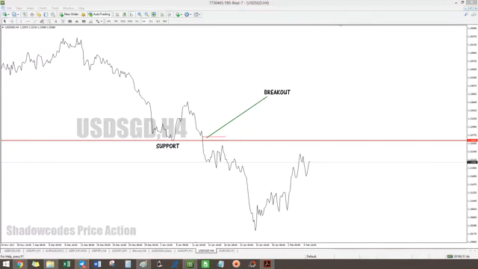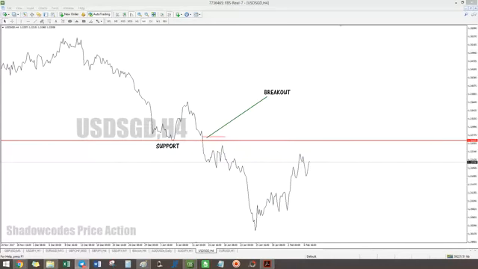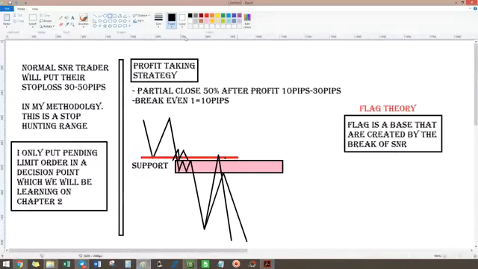Let me check Telegram. DBD, RBR are flat. Okay, so this is a question by Jules. DBD and RBR are flat. So it is not a flat actually. Let's read this again.